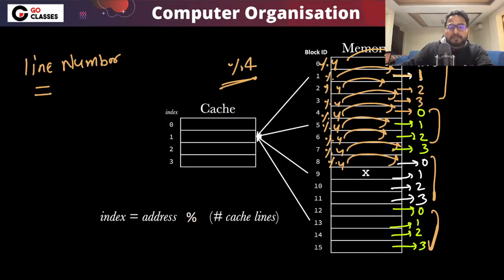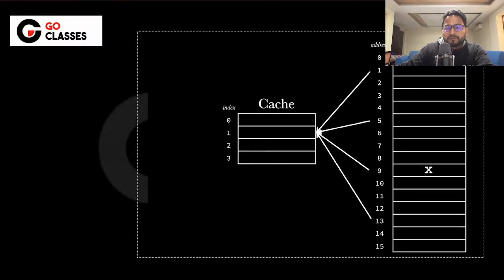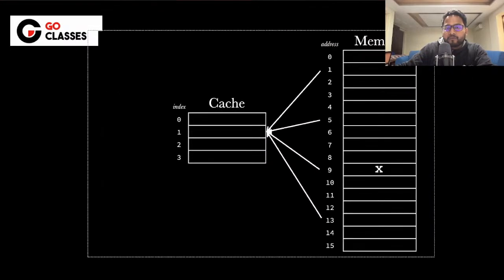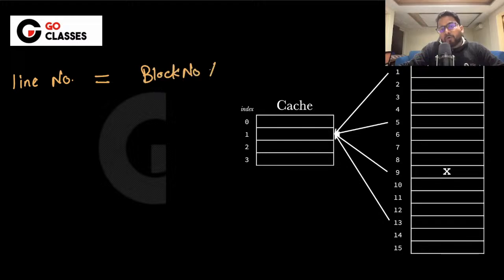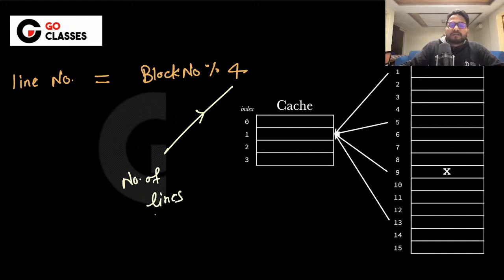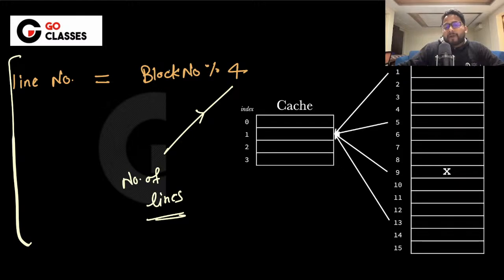Let me go to the next page. If I just ask you, what is the line number in which you will be mapping? Line number means cache line, okay? It will be the block number modulo, in this case, 4, which is the number of lines. This is the crux of direct mapped. This is the formula that we have developed for direct mapping.